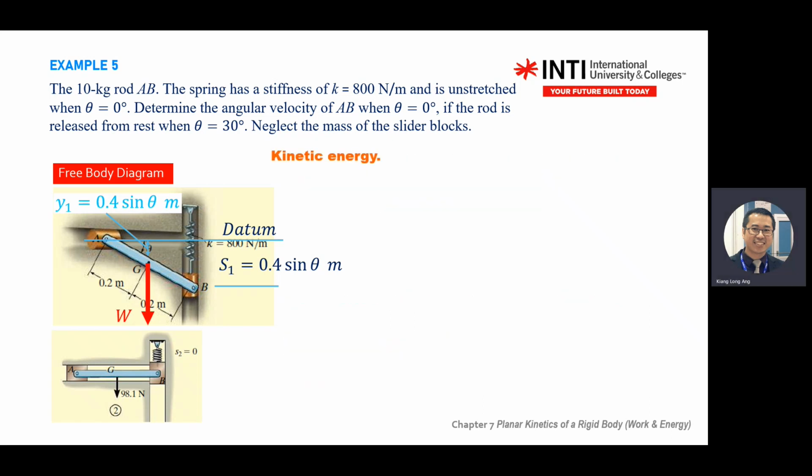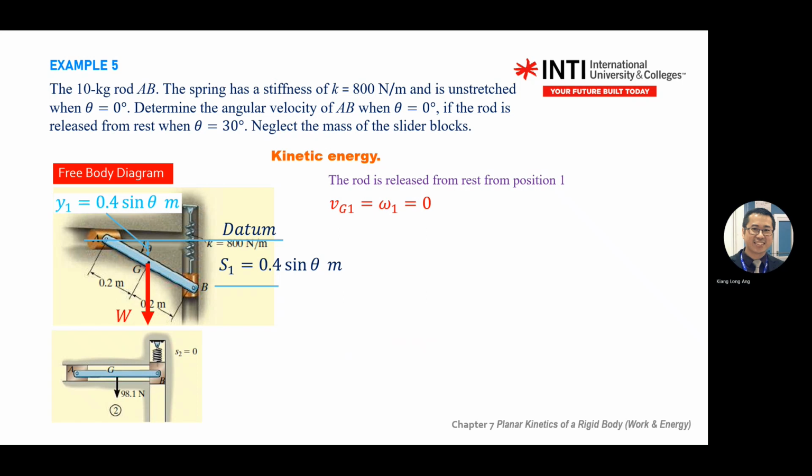Then the kinetic energy. You release the rod from position 1, so you release from rest. So V, the velocity of the center of gravity, will be 0. Omega is not turning, so 0. So T1 equals 0. It's important in the test or final exam, if the value is 0, then you need to write it.